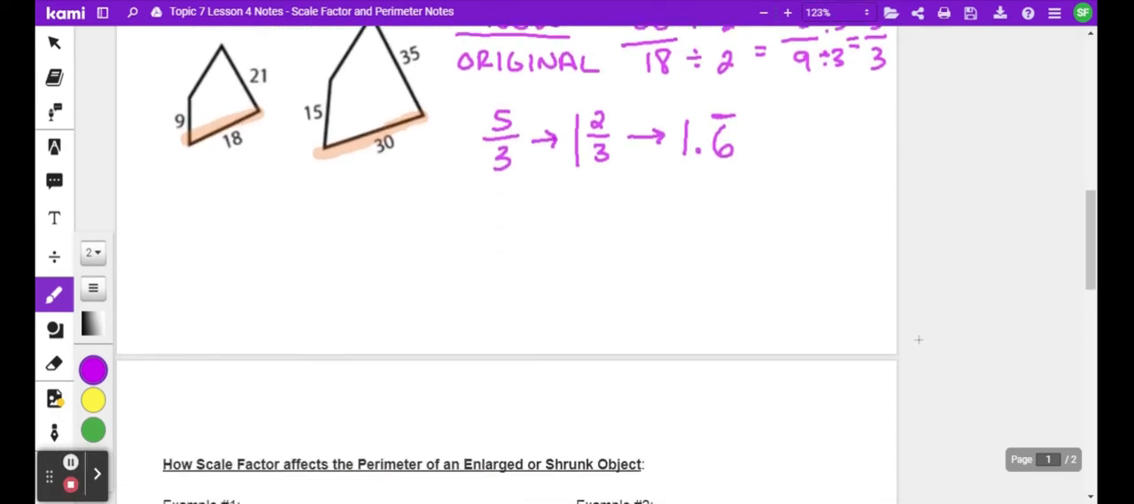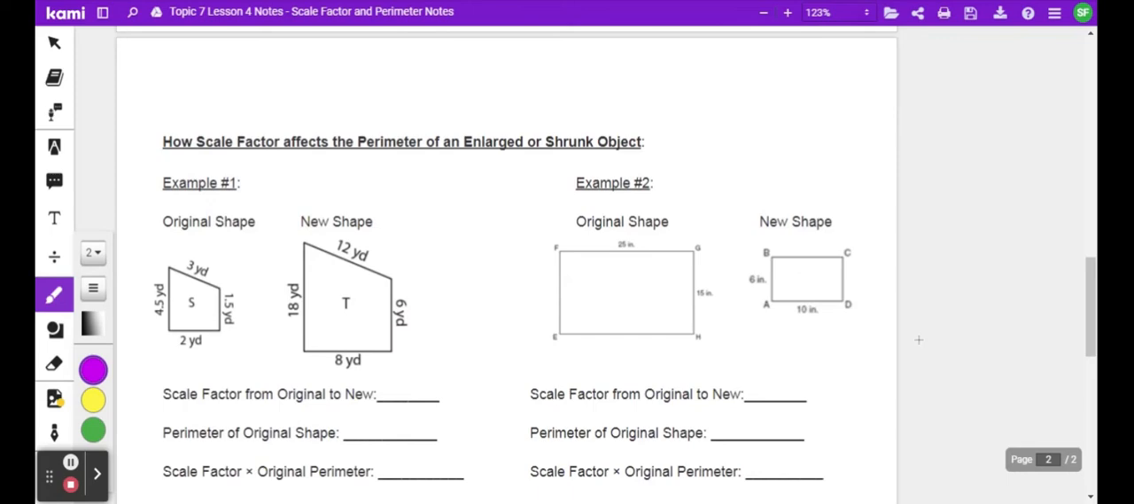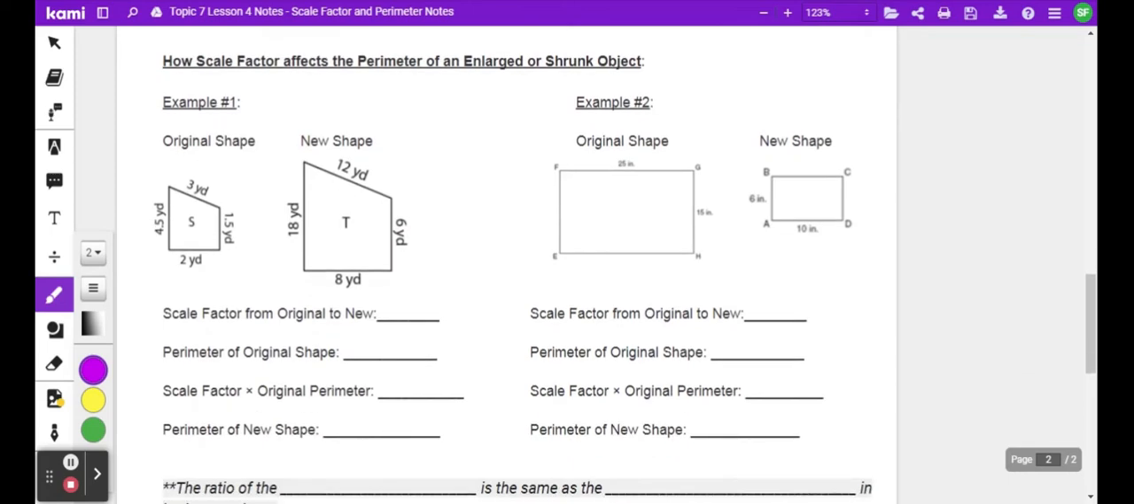Let's scroll down to the second page and we can start to combine the two topics into one. So let's look at example 1 here. You can see the original shape is a trapezoid and the new shape is a larger trapezoid. So that tells me right away that my scale factor is going to be more than 1. If you recall from lesson 1, we talked about how we can use the corresponding sides or corresponding edges to look for a pattern to find that scale factor.